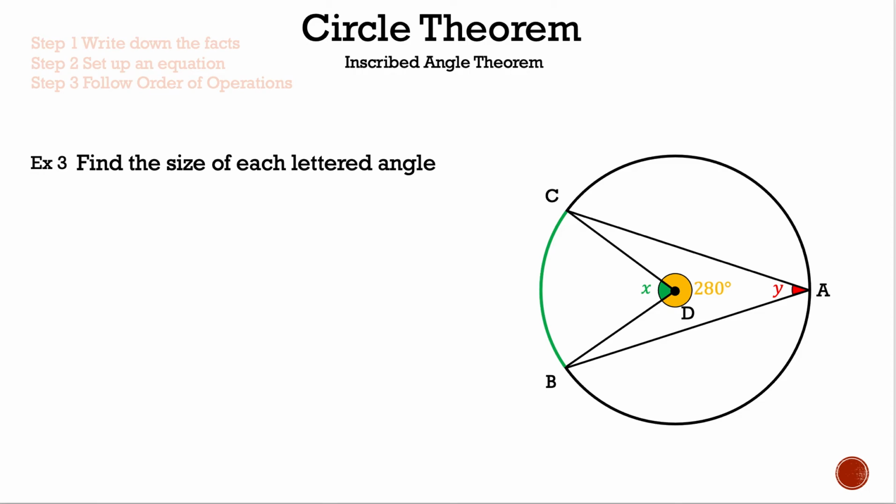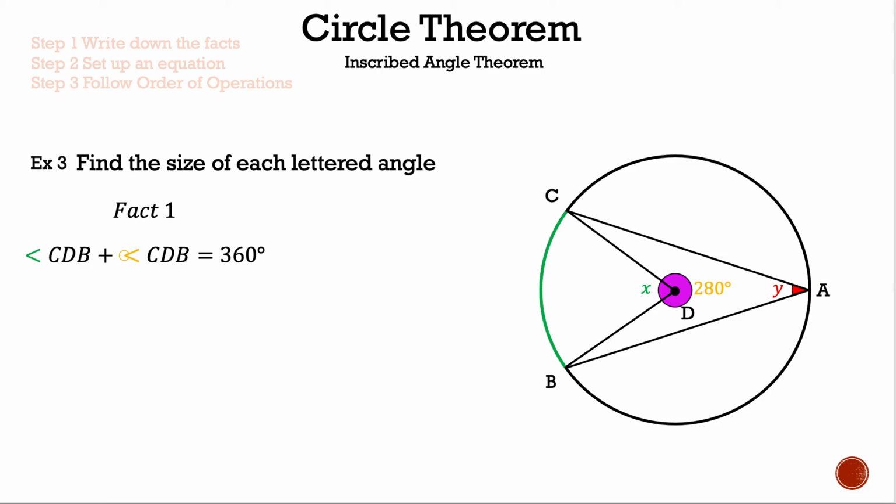Now let's read the question. Find the size of each lettered angle. Now let's take a look at the image that they gave us. They gave us 3 measurements, x, 280 degrees, and y. Now let's write down some facts to help us find the missing variables or angles. And fact 1 is angle CDB plus the reflex angle of CDB is equal to 360 degrees. So we can see the 2 purple angles form a full circle, and that is 360 degrees.